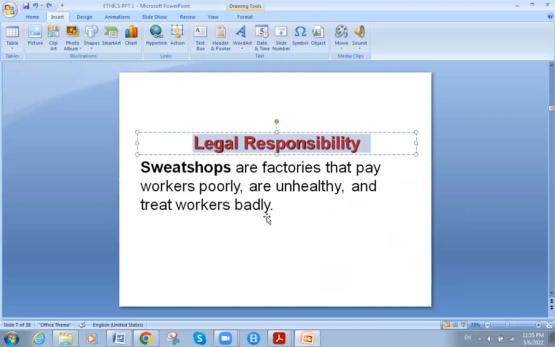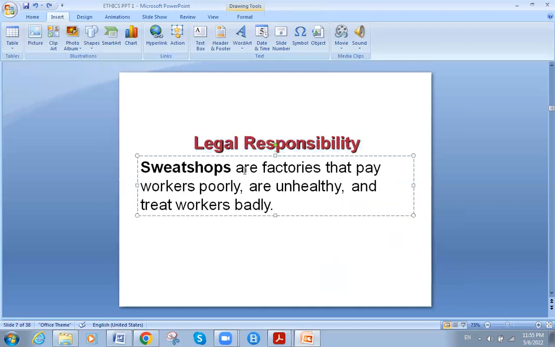What do we mean by legal responsibility? Sweatshops are factories that pay workers poorly, are unhealthy, and treat workers badly. They call them sweatshops. This is a new idiom or new terminology today. Do you know it for the first time? Sweatshops are factories that pay workers poorly. They don't give workers what they're supposed to give. A very poor pay, and unhealthy.